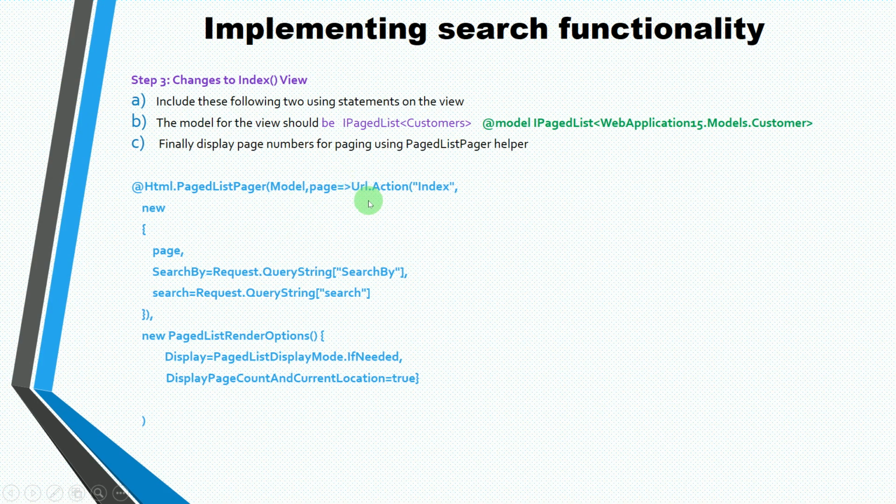PagedListPager, and add the model, add the page variable, whichever I have used on the controller side, and Url.Action, the view name of the page, Index, and we'll add that page variable, page number, and searchBy is the variable name for name or gender, right? So searchBy = Request.QueryString["searchBy"], and search = Request.QueryString["search"], which means inside of the text box, whatever they enter. So page number, name and gender will be available after adding this functionality.